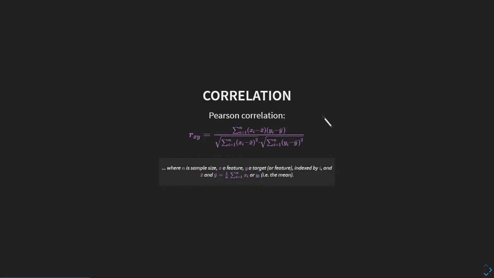Now, two more interesting things to note here is that the calculation that we just did for the top part is actually calculating the covariance.